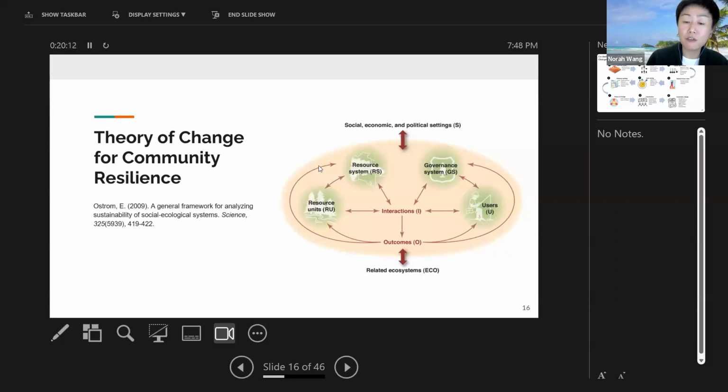So this kind of framework can be used at a very grand level, the macro level, or could also be used at the meso or micro level, like the micro neighborhood level.